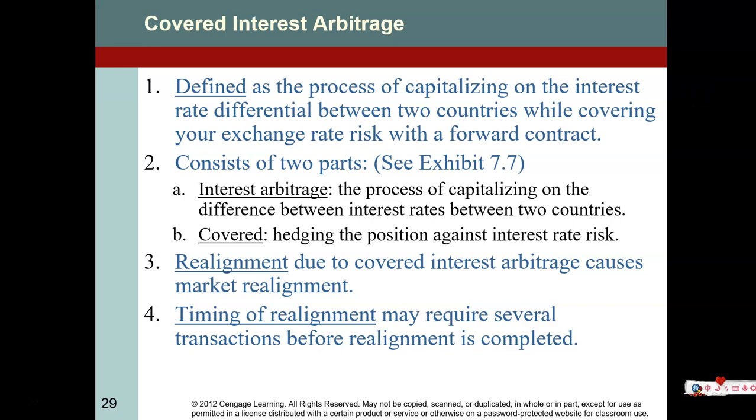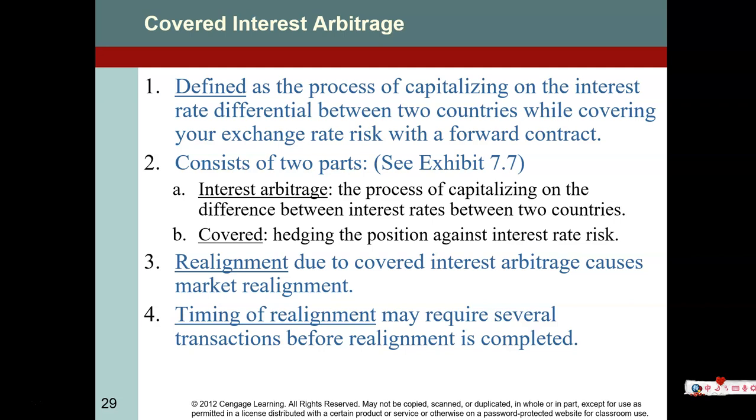Hello class, in this video we're going to continue talking about different types of international arbitrage. We've discussed the first two types in the first two videos for chapter 7, which are locational arbitrage and triangular arbitrage. So the third type here is covered interest arbitrage. It is defined as the process of capitalizing on the interest rate differential between two countries while covering your exchange rate risk with a forward contract.